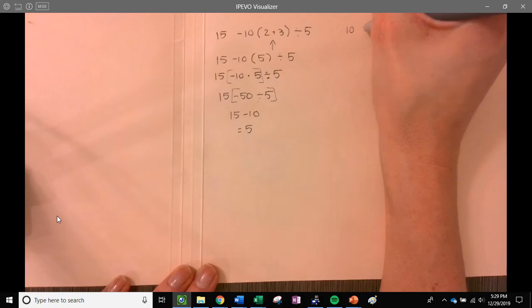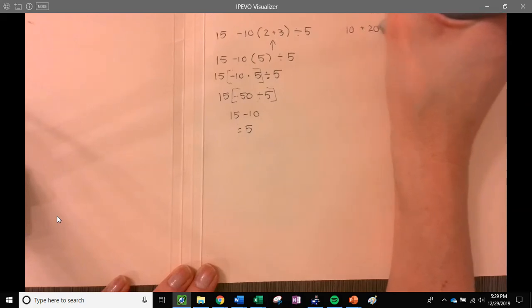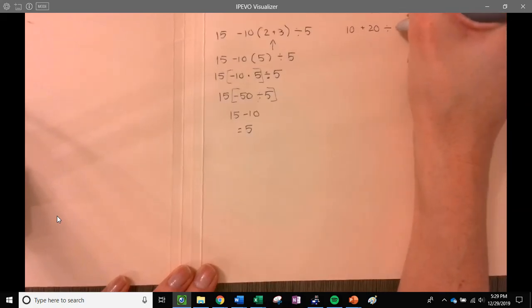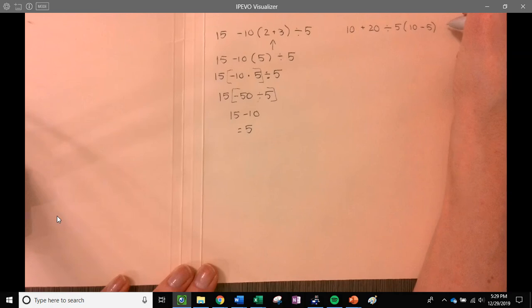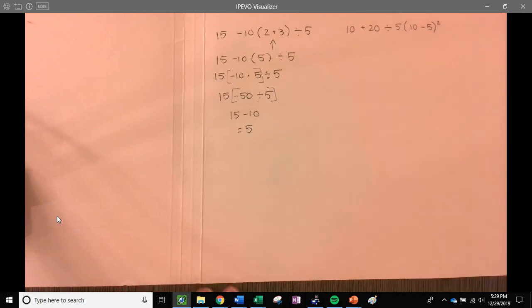10 plus 20 divided by 5 times (10 minus 5) squared. And let's just throw in an exponent just for good measure. Okay, so once again, the first thing we're going to do, the top of our pyramid, I hate to call it a pyramid because it's a stack of blocks. We'll call it a tower, okay? The top of our tower, parentheses.